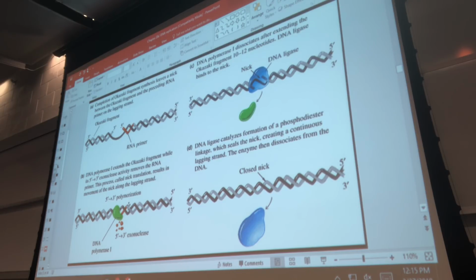Finally, after DNA polymerase 1 fills in all these gaps, DNA ligase seals the last sugar phosphate bond between Okazaki fragments together. That is ligating the Okazaki fragments together. After that, you have a closed nick, and therefore your lagging strand is fully replicated. So we talked about that.